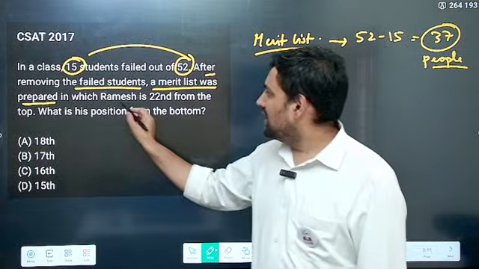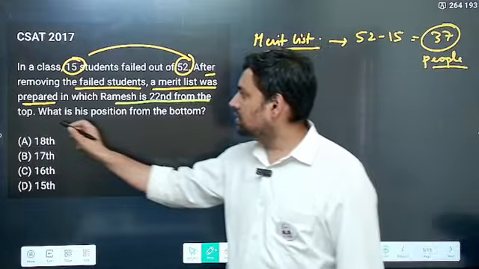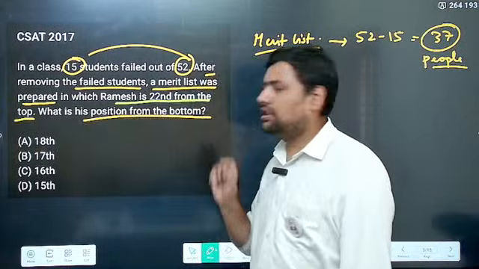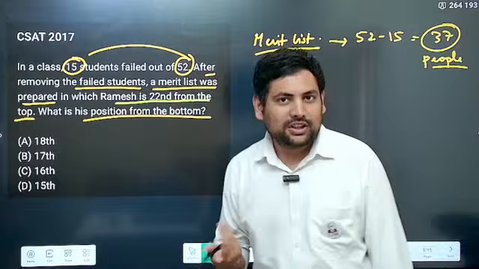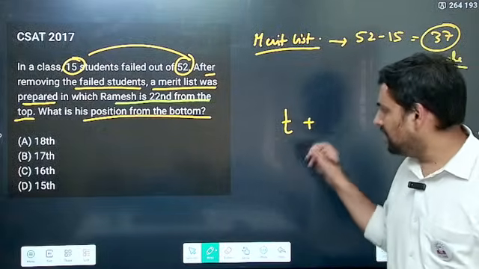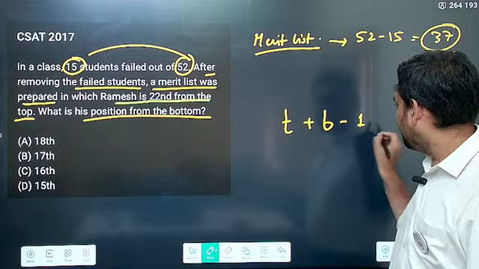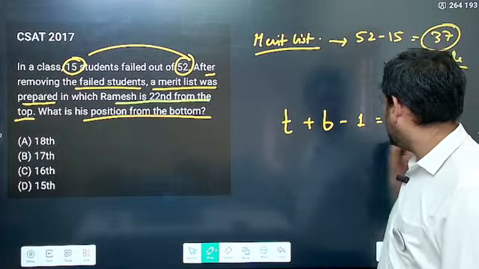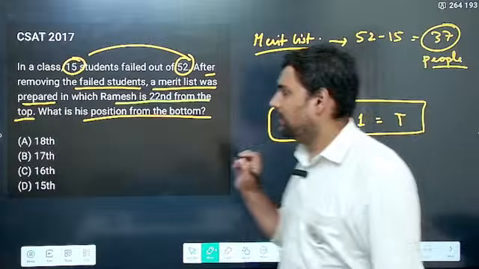Now it says Ramesh is 22nd from the top. What is his position from the bottom? You know this, correct? If you say about Ramesh, it will be top plus bottom minus 1 being equal to the total number of people in the row.